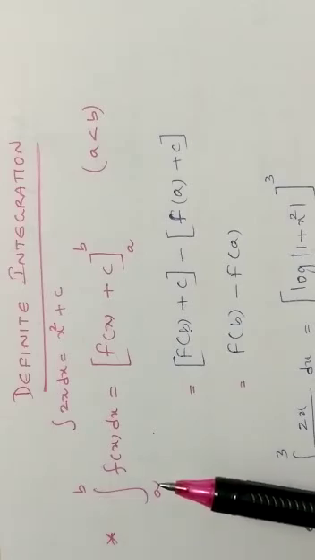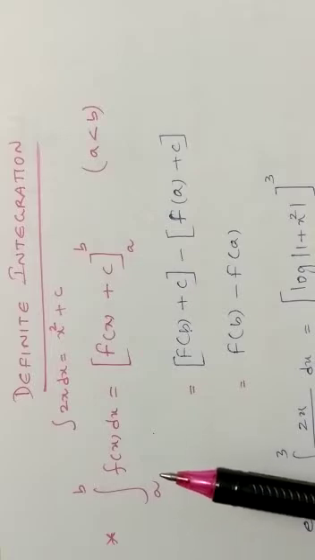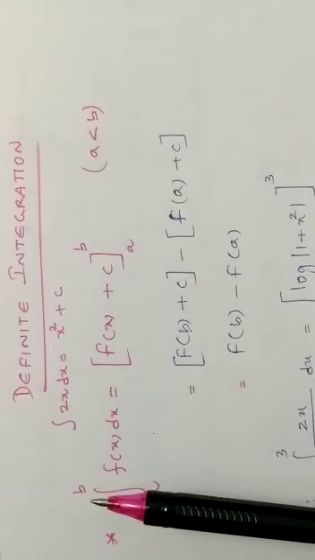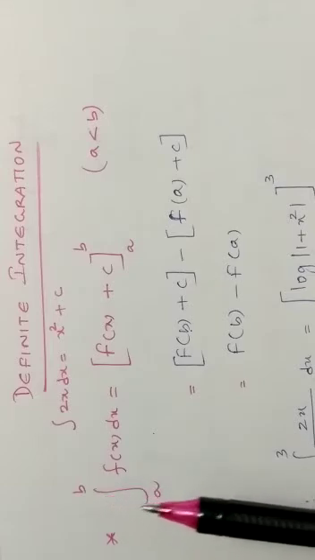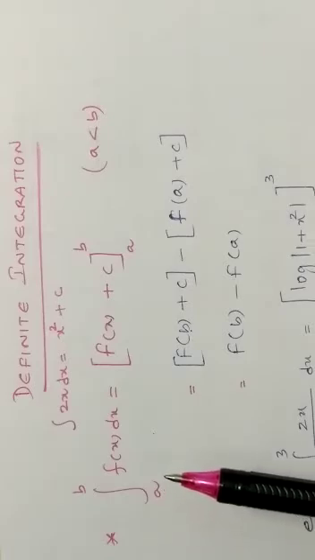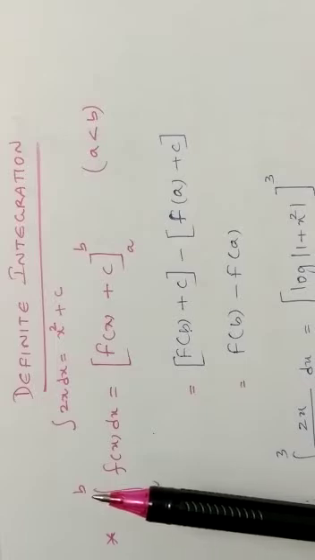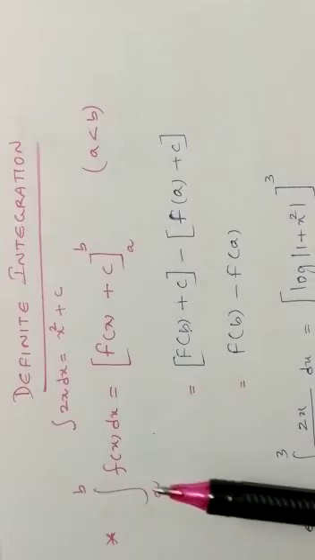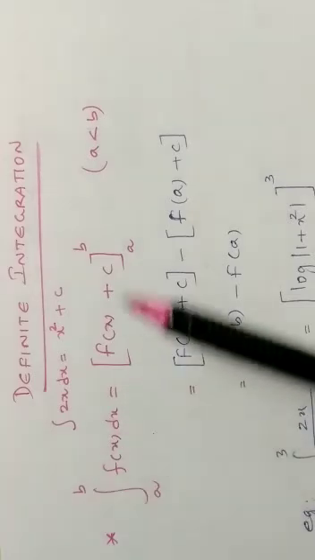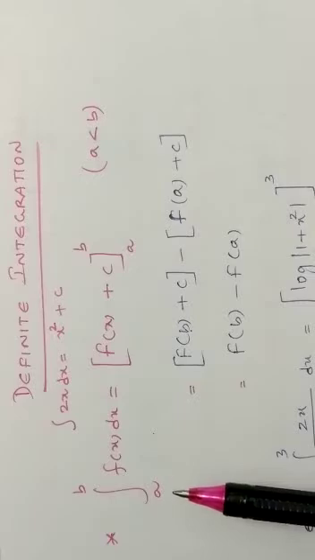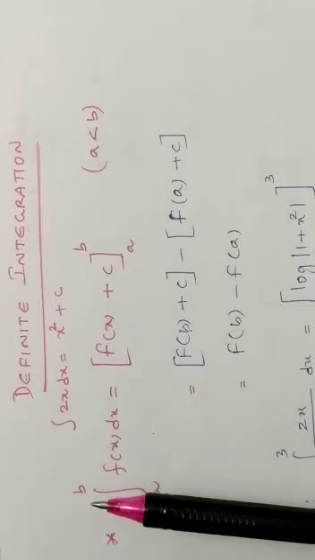Here, a is called the lower limit and b is called the upper limit. A is at the bottom, so lower limit. B is on the top, so upper limit. And a is always less than b. Lower limit is always less than the upper limit.